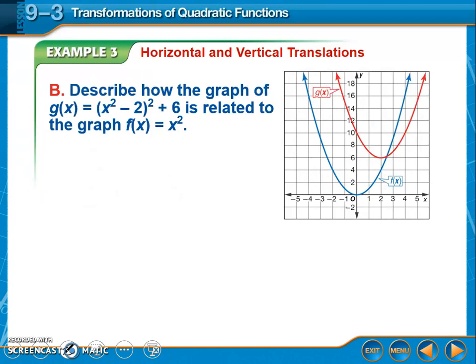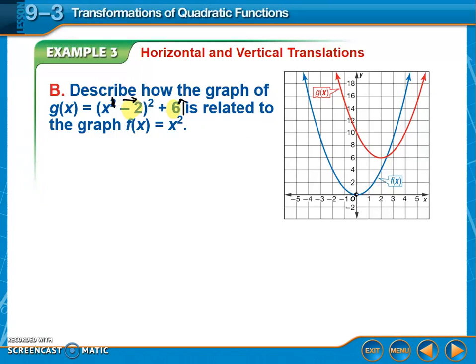This one, describe how the graph of g of x equals x squared minus 2 squared is related to the graph f of x equals x squared. I'm pretty sure this is a typo. Okay, so if we're looking at this, what is this plus 6 and this minus 2 going to do to the graph? So again, that outside moves up and down. It's going to move it up 6 spaces. And this minus 2 is going to move it forward 2 spaces.